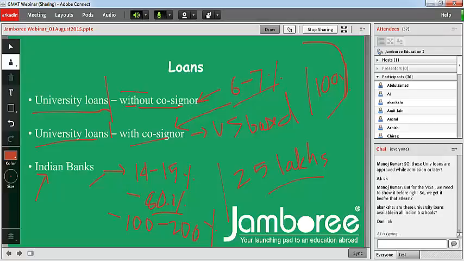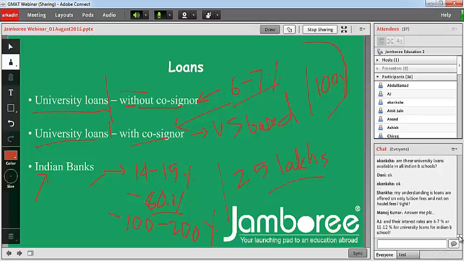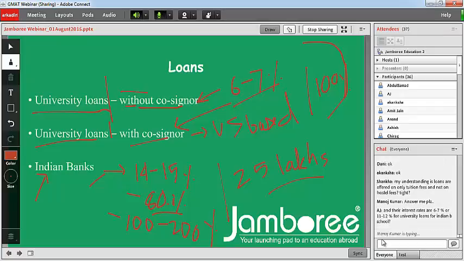Manoj, your question is, but for the visa we need to show it before, right? So we get it before that. Yes, see, your visa anyway you will apply at the last stage. So your loan approval, everything will have to be done before you apply for the visa, and that's how everybody does.